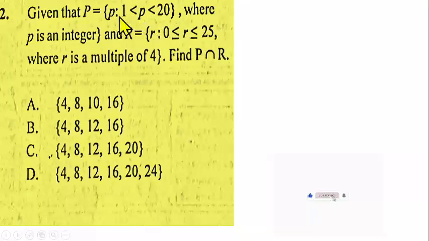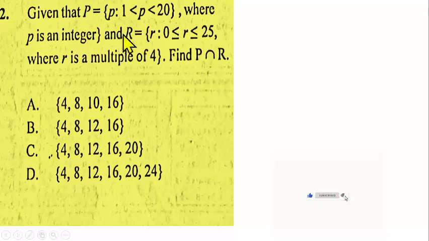So you first need to interpret this by listing the elements that satisfy these inequalities. Pardon me, this set and this set rather. So we have that 1 is less than P, then P is less than 20. That means if 1 is less than P, P will be greater than 1. So the elements in set P must be greater than 1, but P is less than 20, so those elements must be less than 20. And those elements are integers.